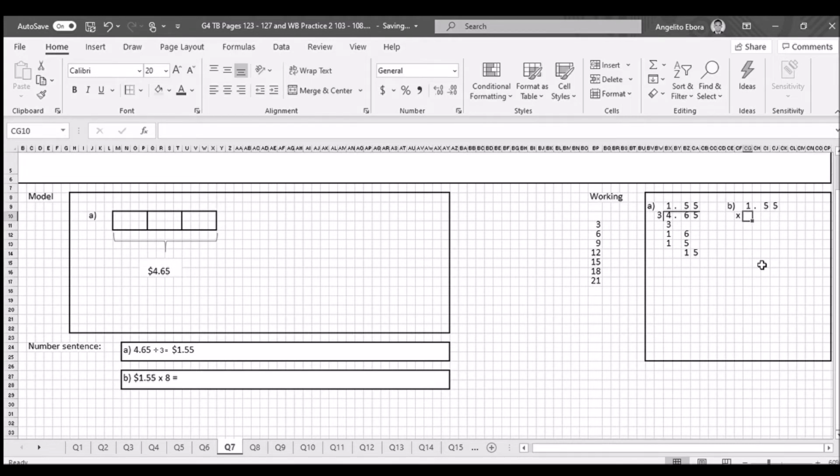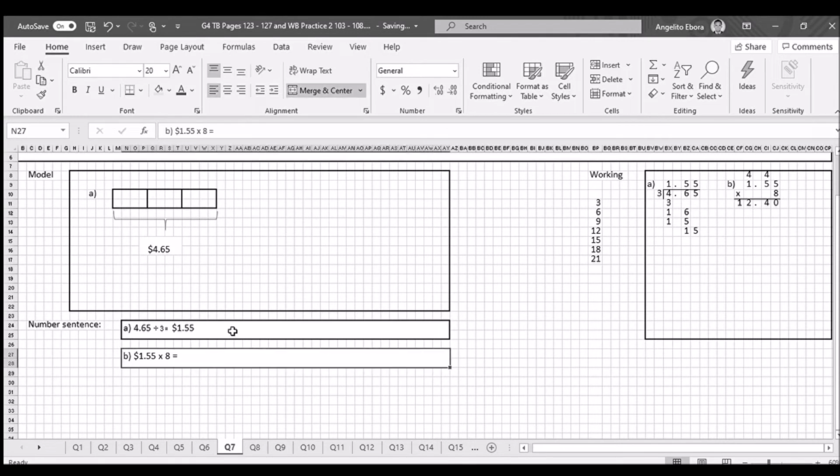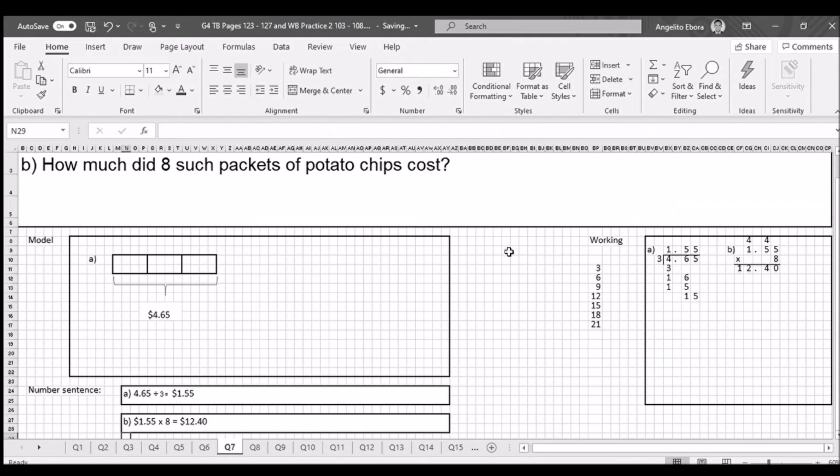$1.55 times 8. Where's the bottom? Okay. So 8 times 5 is 40. Regroup. 8 times 5 is 40 plus 4, 44. Regroup. And then 8 times 1 is 8 plus 4 is 12. So 12.40. So we're done solving it. $12.40. So there you have it.